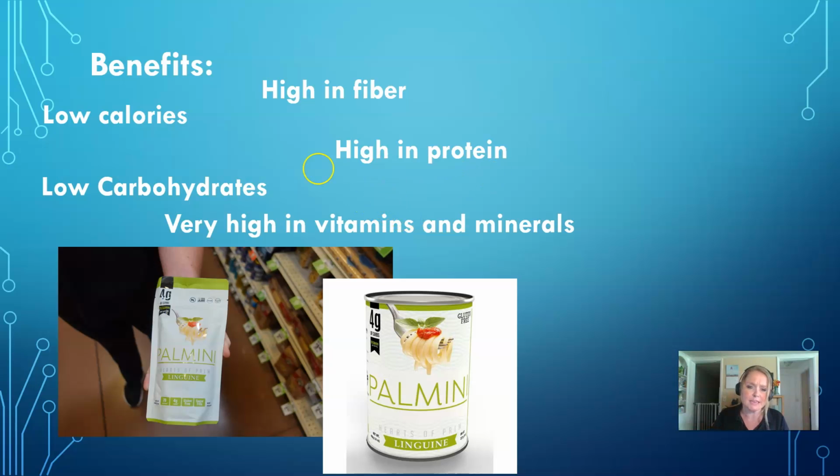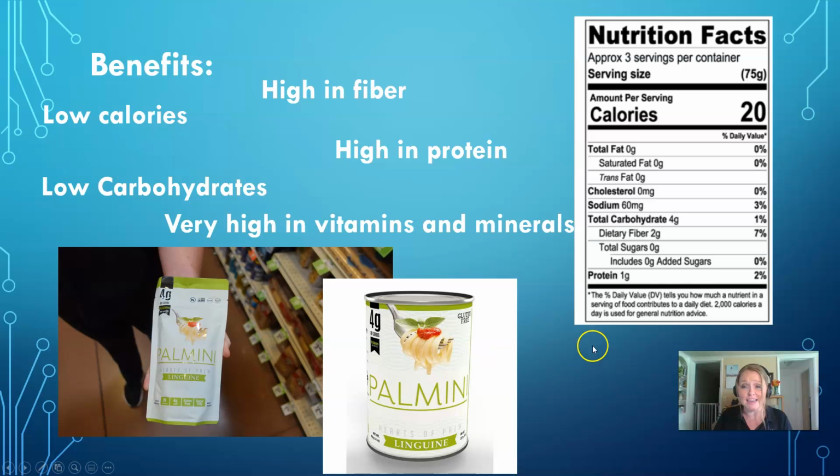Hearts of palm comes in a couple different forms. This is just one brand. This is the brand that tends to be my favorite, the Palmini brand. You can get it in bags or you can get it in cans. And again, look at that low calorie and carbohydrate content. Man, that's good stuff.